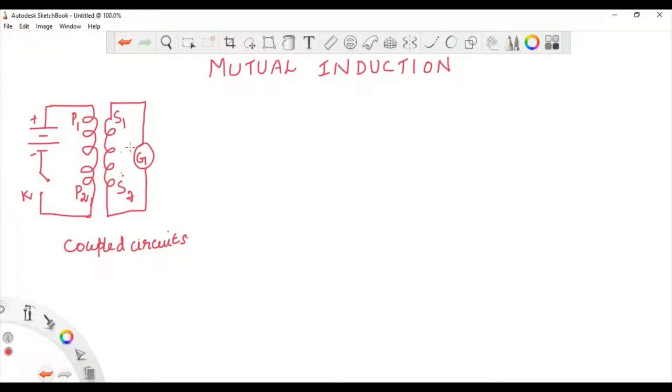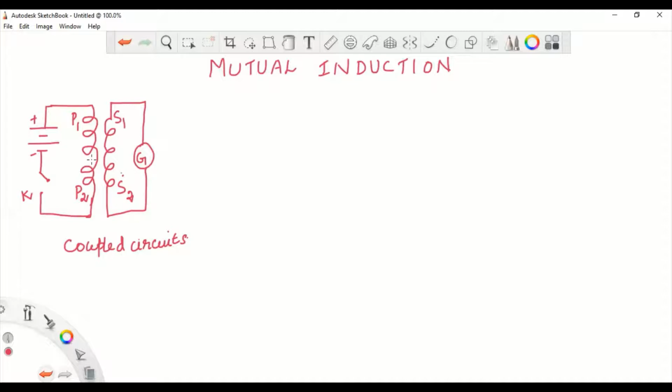This phenomenon is known as mutual induction. So once again, I can say that mutual induction is a property of two coils by virtue of which each opposes any change in the current flowing in the other by developing an induced EMF.